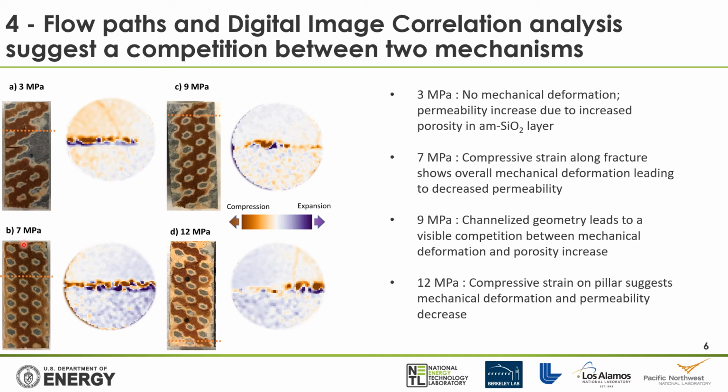On the contrary, for the 7 and 12 MPa, we can observe strong compressive strain on the pillars here and here, which are witnesses of overall mechanical deformation leading to decreased permeability. At last, for the 9 MPa, which displayed both increase and decrease of permeability, we suppose a competition between mechanical deformation located on the pillars here and the increase of porosity within the amorphous silica layer.